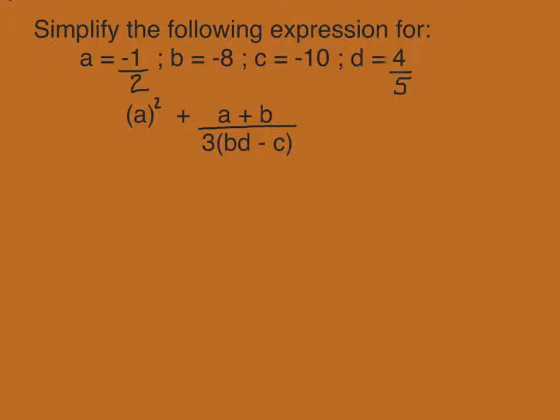So we are going to substitute in for those variables. So the first thing, of course, I see is an A. So I'm going to put -1/2. Now, it is important that I put this in parentheses for when it's squared, because otherwise it means something different, which we'll talk about later on when we talk about exponents. But it is very important that you put the entirety of this number inside parentheses before you square it.